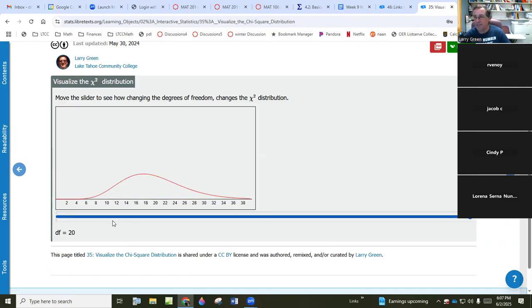Not perfect, but what does it kind of look like? Yeah, it kind of looks like a normal distribution. If you have a whole lot of degrees of freedom, it's more bell-shaped, and that's what it looks like. But it does stop at 0, unlike normal distributions. They don't stop at 0. So that is the chi-square distribution.